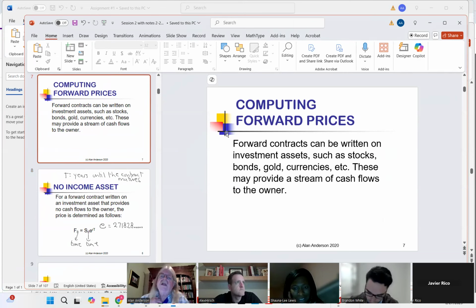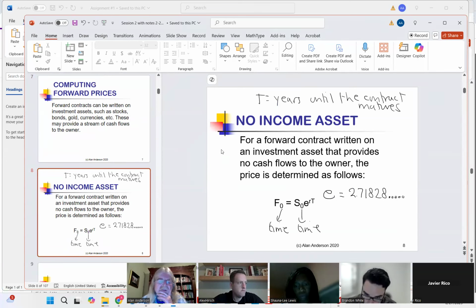Now forward contracts in principle, because they're contracts, you can write these on any asset you could possibly imagine. Because it's a private agreement, if I need gold in the future, if I need currencies, if I need bonds, you name it, somewhere out there is someone willing to sell me that through a contract. But the forward prices are actually going to be the result of a very important equation. We're going to start by looking at the case where we have an asset underlying our forward contract where there's no income being paid to the owner.